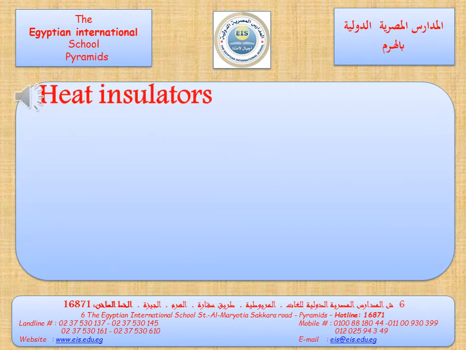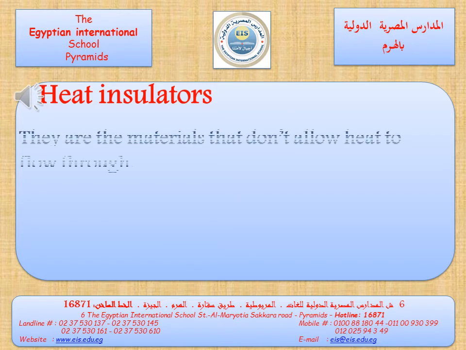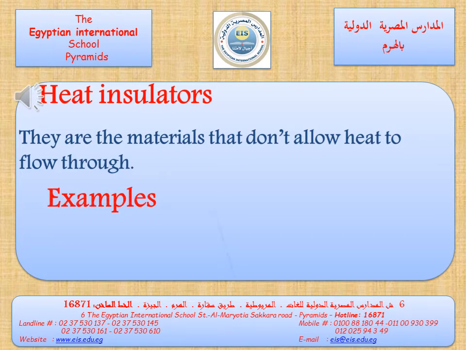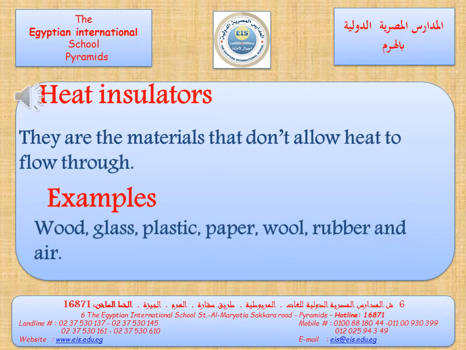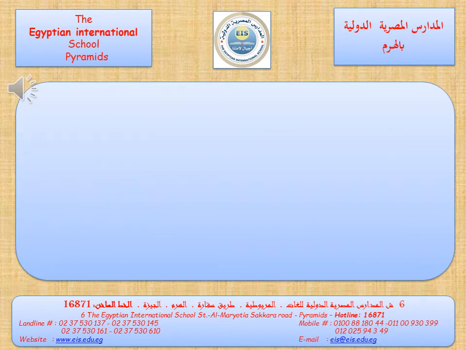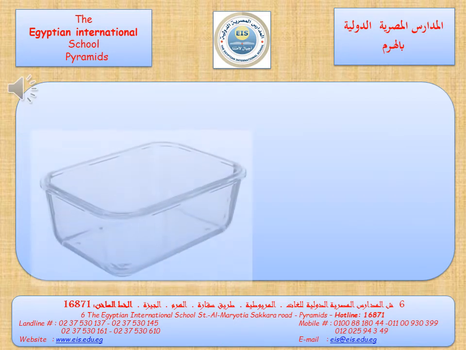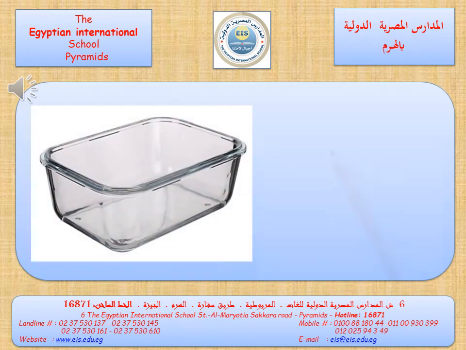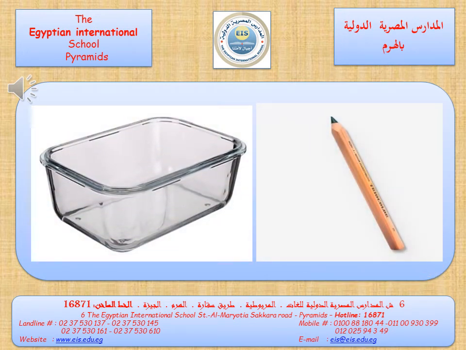So the heat insulators, which are the second type of materials, are materials that don't let heat flow through. Examples: wood, glass, plastic, paper, rubber, air, wool. And these two pictures show examples of heat insulators, which are glass and wood. So glass and wood are heat insulators because they are materials that don't let the heat flow through.